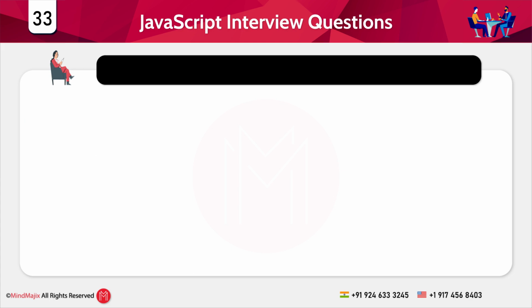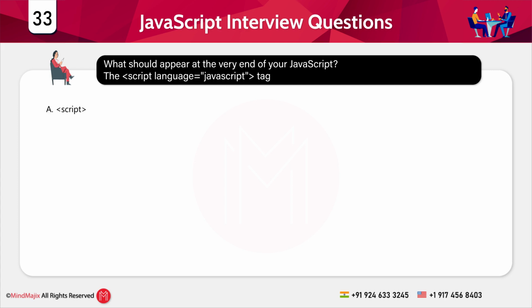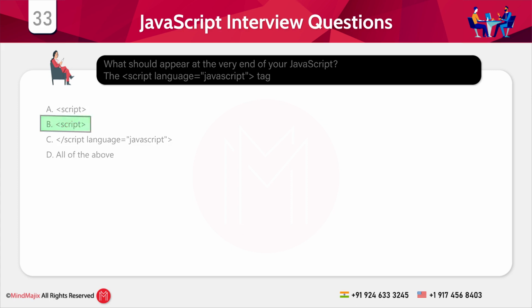Next, question 33. What should appear at the very end of your JavaScript? Script language equal to JavaScript tag. Script slash script language equal to JavaScript. All of the above. The answer is B, that is script.